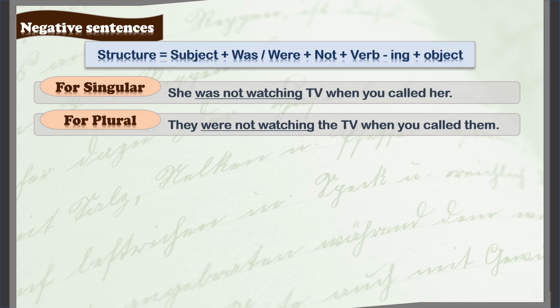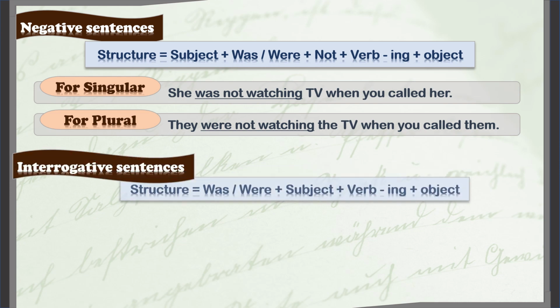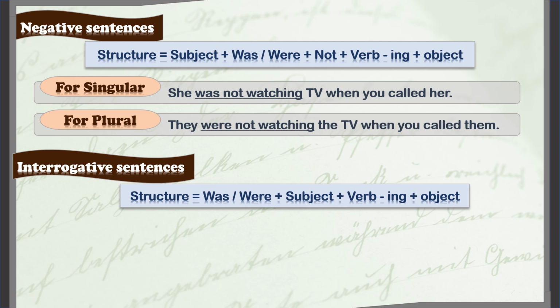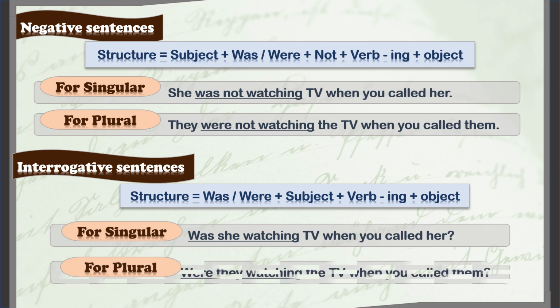Moving to interrogative sentence, the structure is was or were plus subject plus verb with ing. Example for singular. Was she watching TV when you called her? Example for plural. Were they watching TV when you called them?